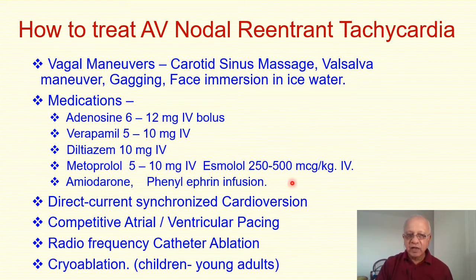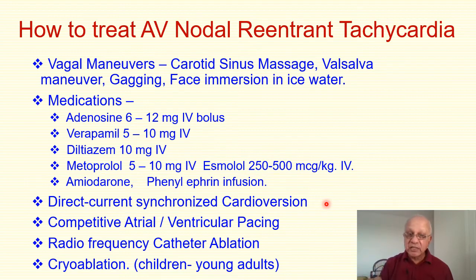Similarly, phenylephrine infusion, this was used previously. We have used it in olden days when we didn't have any of these new medicines. You give an infusion, what happens is phenylephrine suddenly increases the blood pressure. An increase in blood pressure through the baroreceptors will suddenly reduce the heart rate. That is, again, it is a vagal stimulation. Now, direct current synchronized cardioversion is the easy method, but we don't usually employ it in practice. We try all these maneuvers and medications in the cardiac ICU or emergency ward or wherever, and if we fail, we can use direct current cardioversion.